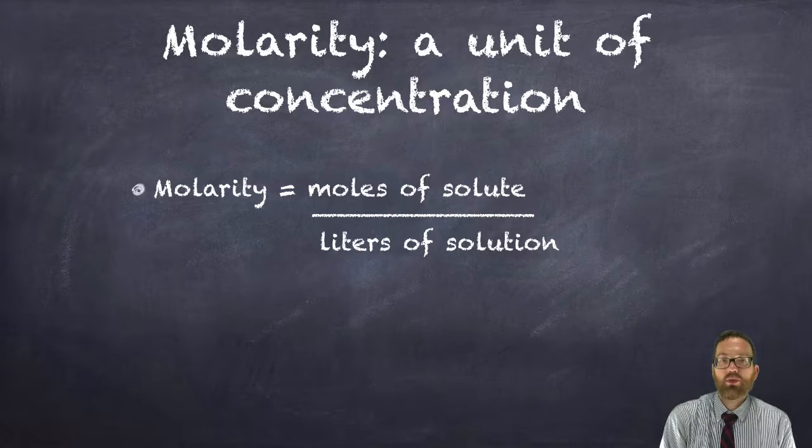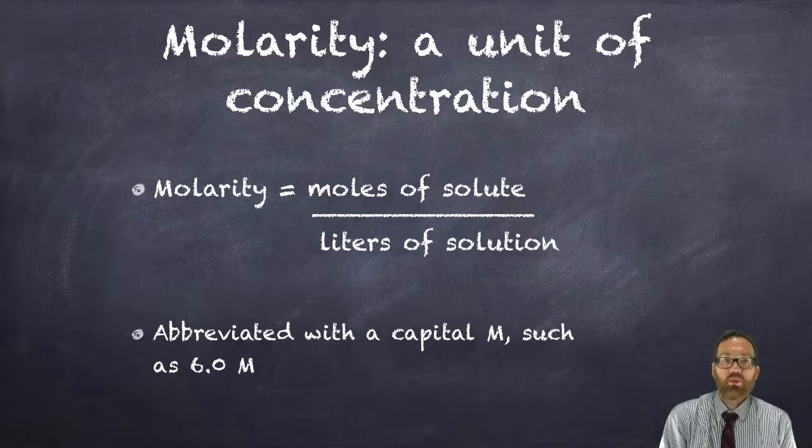Now it has to be moles over liters, and unfortunately they'll probably never give you moles and liters. This is a little too easy of a math problem. They'll give you grams and milliliters, and you'll have to do some conversions. I'll go through all the different possible ways that I've seen these questions asked on the Regents in these next couple of example questions. So when you're done, the unit is a capital M. For example, 6.0 molar is how you would say the molarity of that solution.